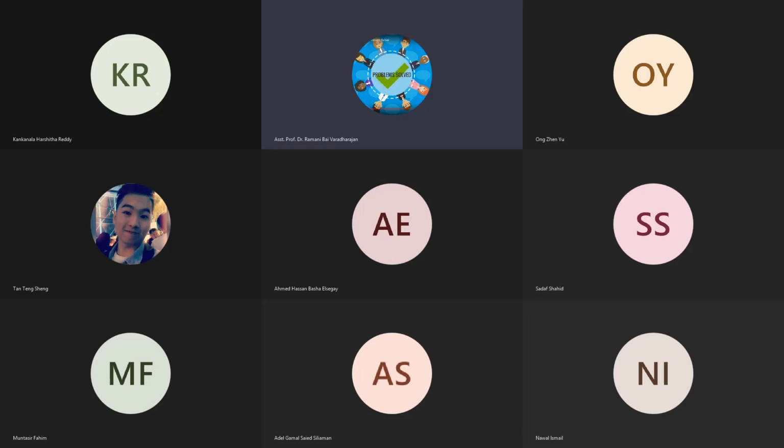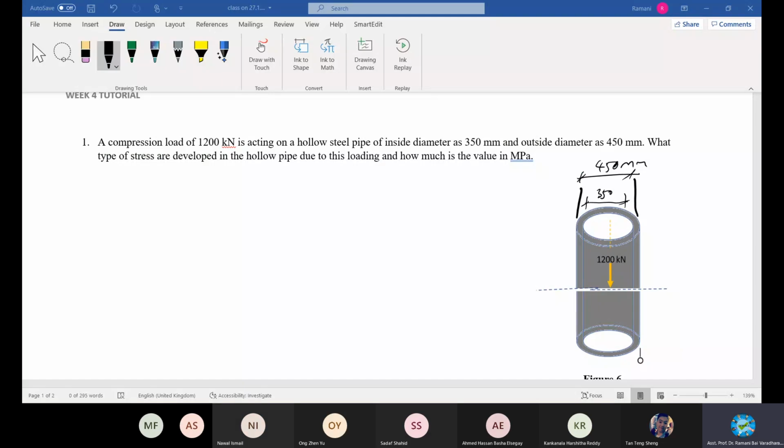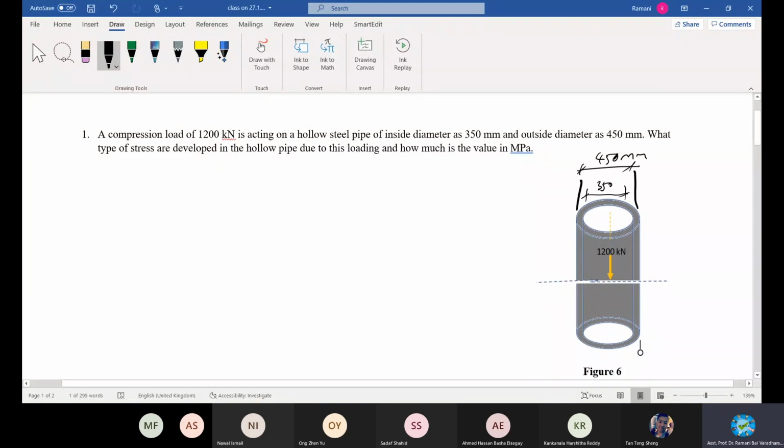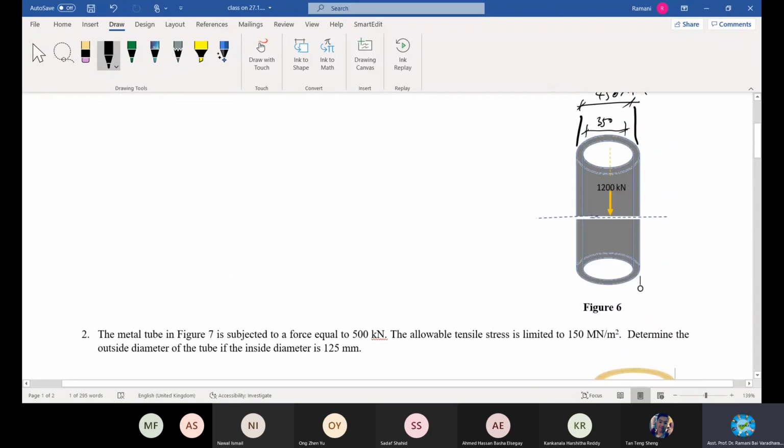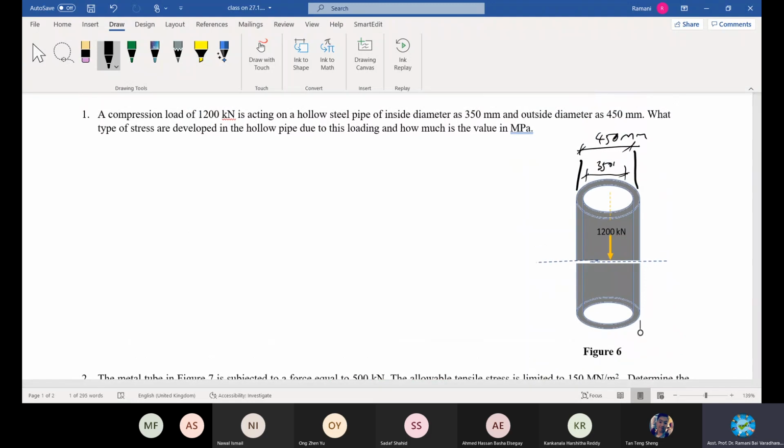Okay, very simple question. You can answer quickly. I'm giving a simple one at the beginning so that you have a clear idea about what is happening and how you differentiate between different types of forces and stresses, so that you can answer the given question.